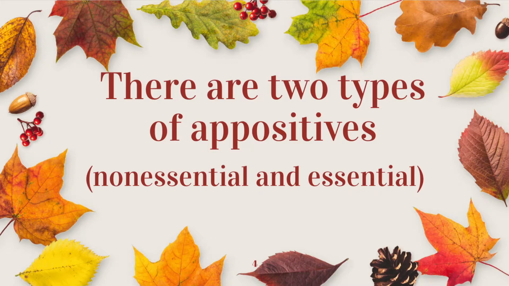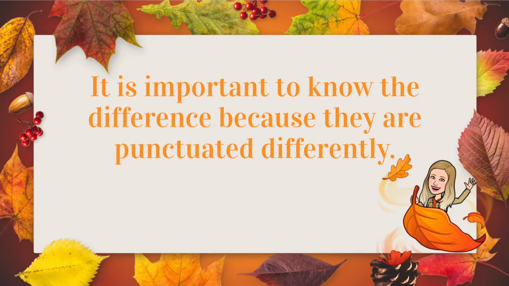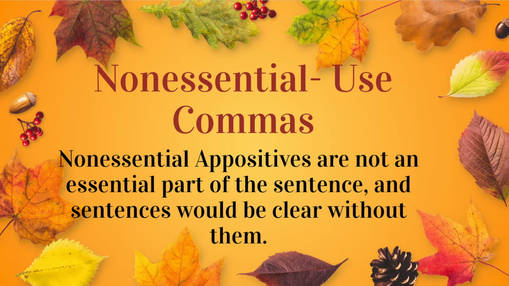There are two types of appositive, non-essential and essential. It is important to know the difference because they are punctuated differently. Non-essential appositives use commas. Non-essential appositives are not an essential part of the sentence, and sentences would be clear without them.